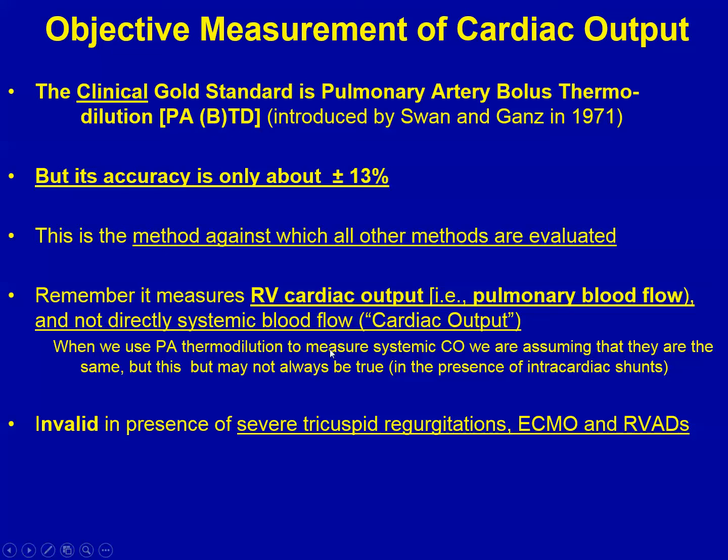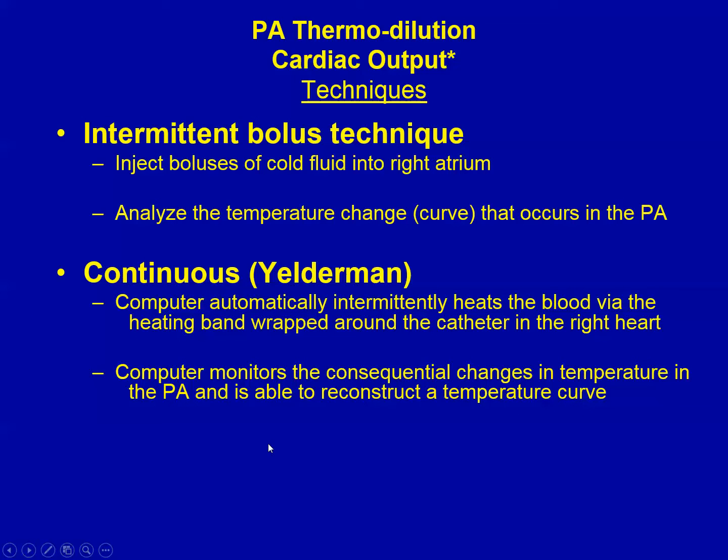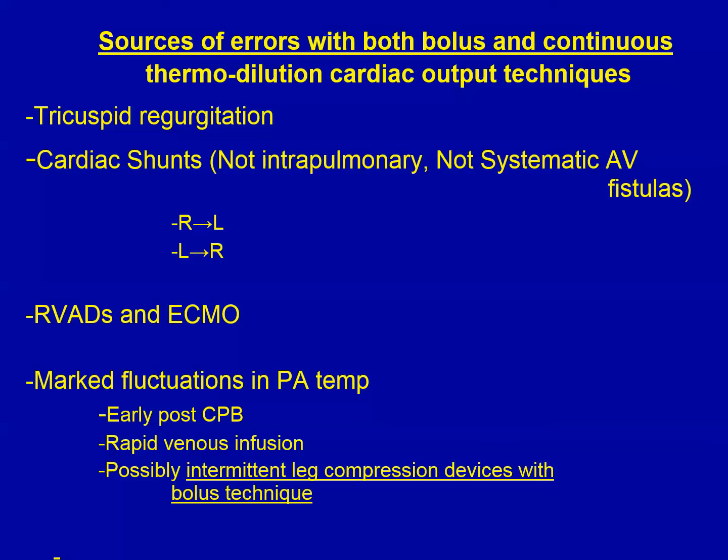When we use the PA thermodilution to measure systemic cardiac output, we're assuming that they are the same, but this may not always be true in the presence of intracardiac shunt. Furthermore, it's invalid in the presence of severe tricuspid regurgitation and when a patient is on ECMO or has an RVAD in place. There are basically 2 methods used: the intermittent bolus technique, which was the original technique, or the continuous technique described by Yelderman, and is what we commonly use at the present time.